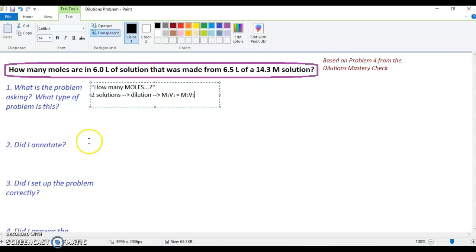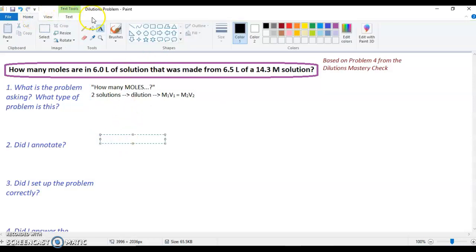My next step, I want to go down here. Did I annotate everything? Ooh, good question. Well, let's look at the problem. What are we given? What is unknown? So I'm gonna highlight the unknown in red. How many moles? And then I'll highlight what we do know. Whoops, that changed on me. I have to do a new one. What we do know in green.